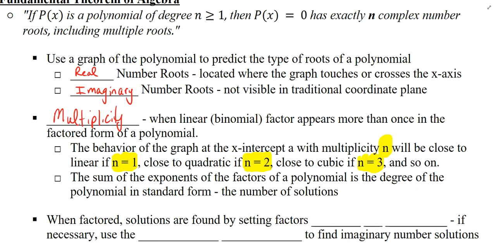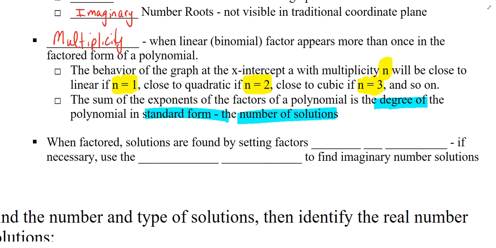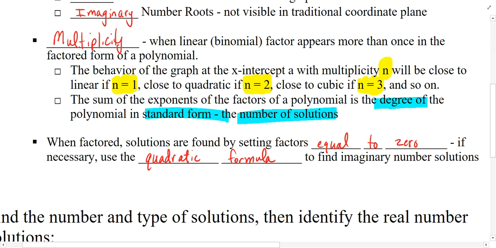Additionally, the sum of the exponents of the factors of a polynomial, including multiplicity, is the same as the degree of the polynomial in standard form. Therefore, the sum of these exponents indicates the number of solutions to the polynomial equation. When a polynomial is factored, the solutions are found by setting the factors equal to 0. And if necessary, we will use the quadratic formula to find imaginary number solutions. Let's now take a look at 3 examples.